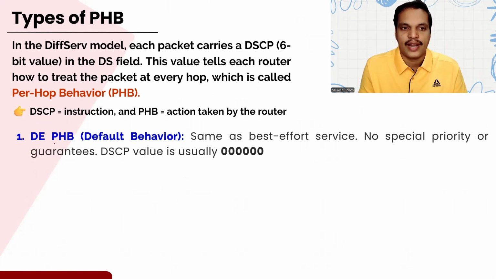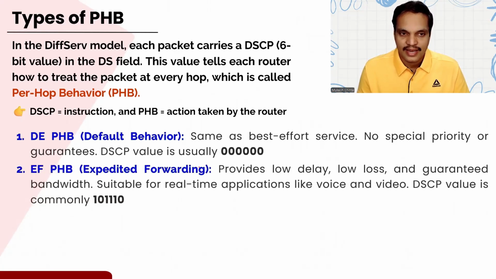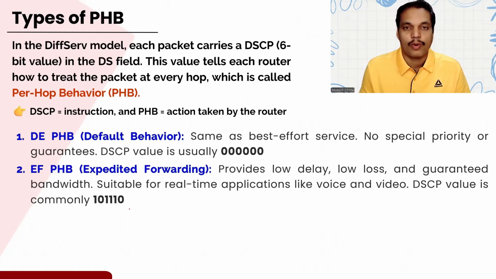The first one is called the default or DE PHB, default behavior, which is the same as the best effort service. There is no special priority given or there are no guarantees. And typically this DSCP value is usually 6 zeros. The second one is expedited forwarding. That means it provides low delay, low loss and guaranteed bandwidth. This is actually suitable for real-time applications like voice and video. The DSCP value is commonly 101110 for this particular type of PHB.